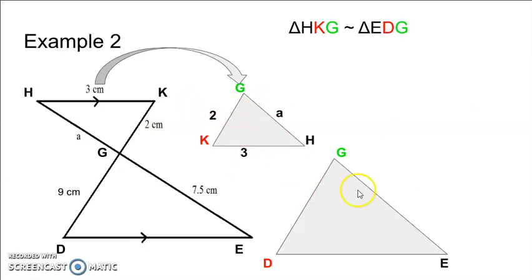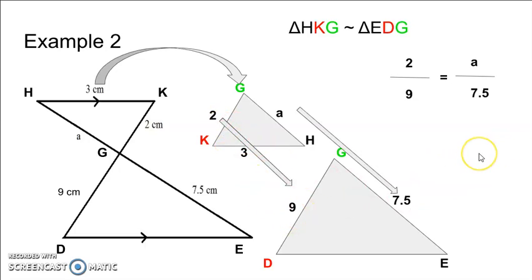If I label all the parts of my triangle, I recognize that I actually have some extra information. I have 3 different pieces of information in the smaller triangle and only 2 pieces in the larger triangle. Oftentimes people get confused when you have that extra information, but with me drawing these in the same orientation, it's pretty clear to see that the 2 matches the 9 and that the A matches the 7.5. Cross multiply and solve, and I find out that my A is 5/3.